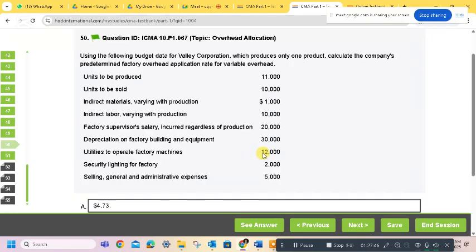What is this? Using the following budgeted data for Valley Corporation, which produces only one product, calculate the company's predetermined overhead application rate for variable overheads. They are asking only for variable overhead. On what basis do they say? They don't say that.